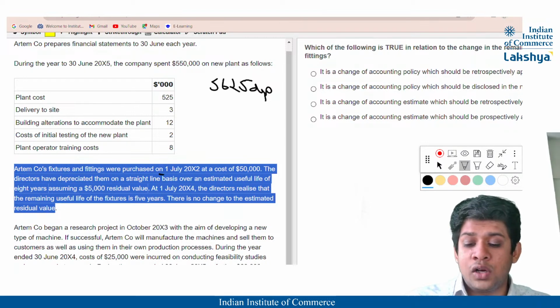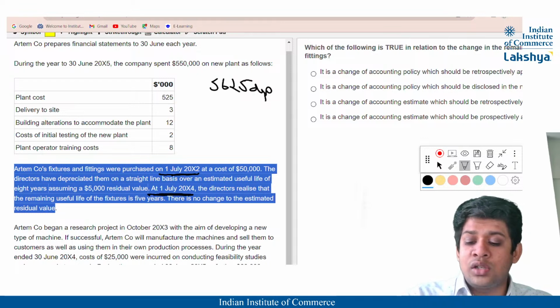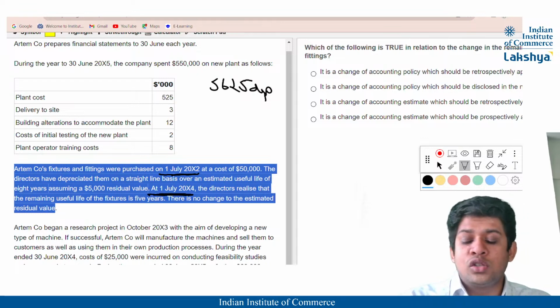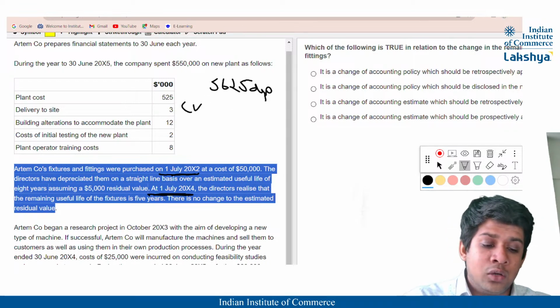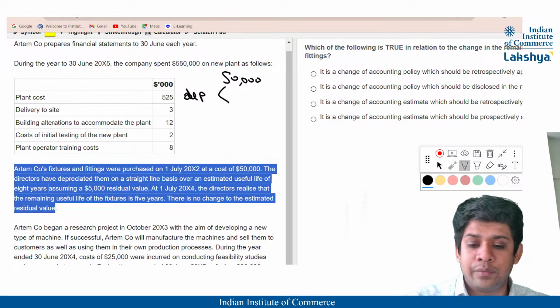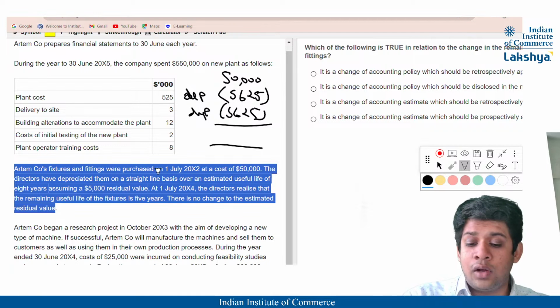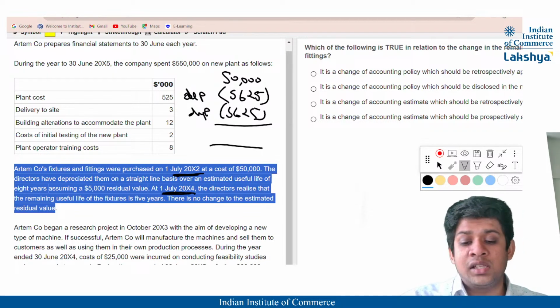And this was purchased on 1st July 2012. And at 1st July 2014, that means after 2 years. So firstly, we'll calculate the carrying value, right? For calculation of the carrying value, the original value of the asset is 50,000. From this, the depreciation we are going to charge for the first year 5625 and for the second year 5625. Correct? Because we have to calculate from 1st July 2012 to 1st July 2014. That means after 2 years.